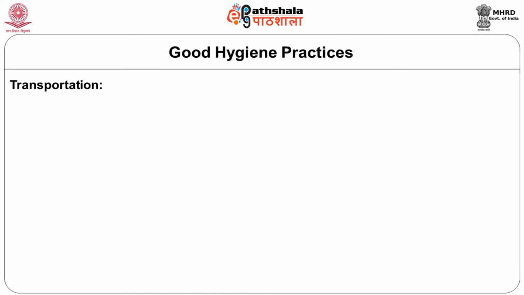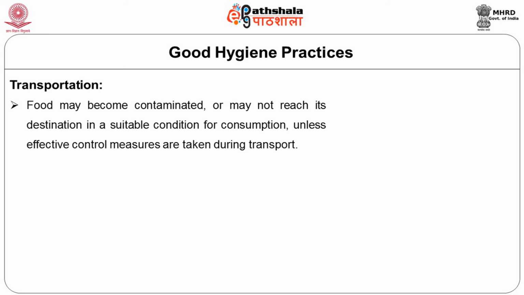Transportation is the other important thing. While you process everything, it has to be transported to the place where it has to be delivered. Then food may become contaminated, or may not reach its destination in a suitable condition for consumption, unless effective control measures are taken during transport, even where adequate hygienic control measures have been taken earlier in the food chain. So you take all the precautions before it is transported, but during transportation also food can become unsafe.